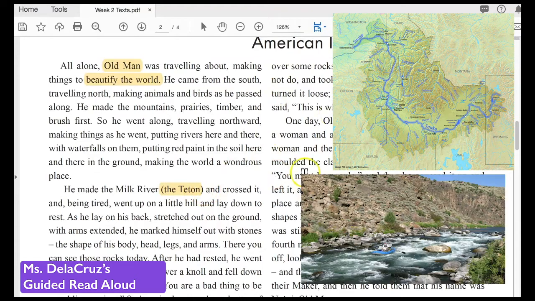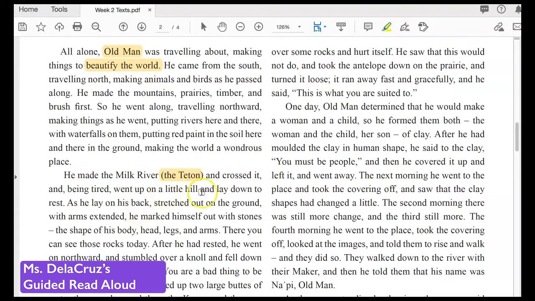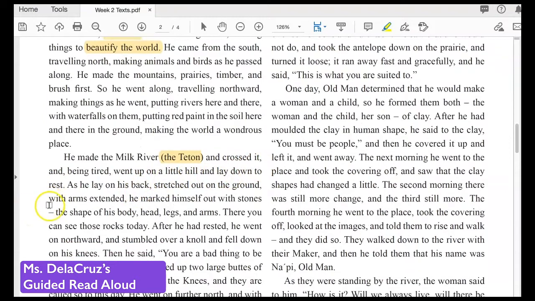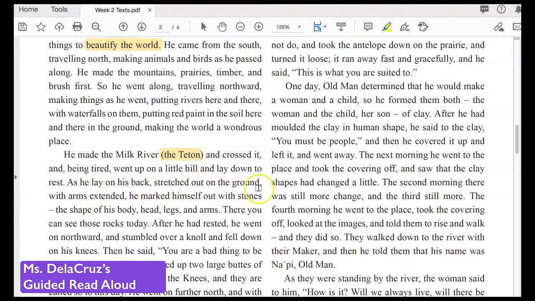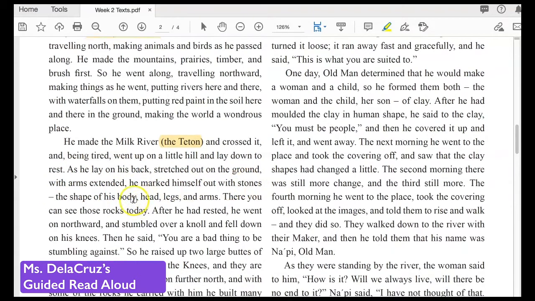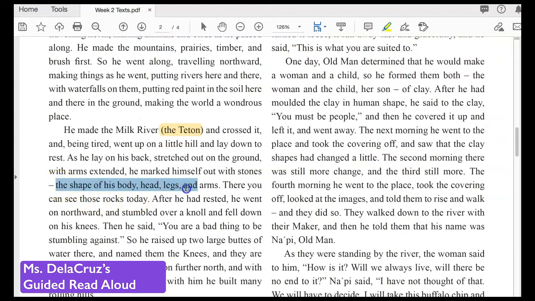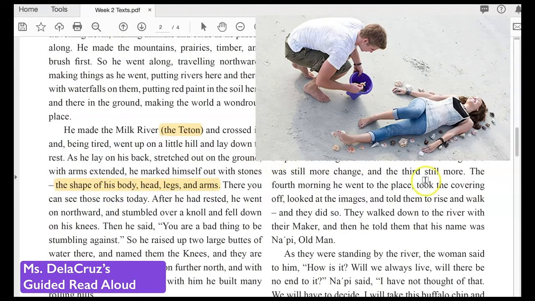You can see it up here on a map in Idaho, and crossed it, and being tired went up on a little hill and lay down to rest. As he lay on his back, stretched out on the ground with arms extended, he marked himself out with stones, the shape of his body, head, arms, legs, and arms. Now if you look up here, this is kind of what that would look like. There you can see those rocks today.